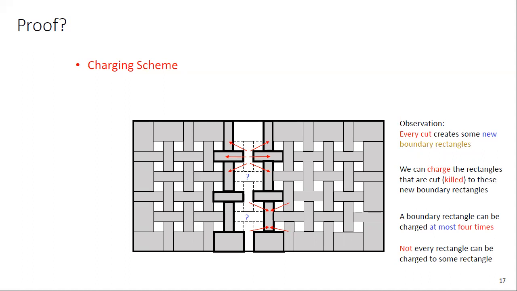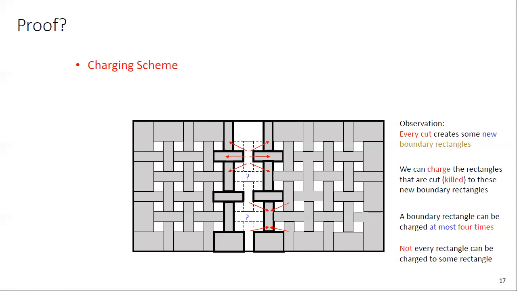I have to cut some rectangles. I lose some rectangles. So for each rectangle that is lost, I want to pay this loss by charging some rectangles around. And I want to make sure that the rectangles that receive some kind of proof of payment will be part of the final solution.